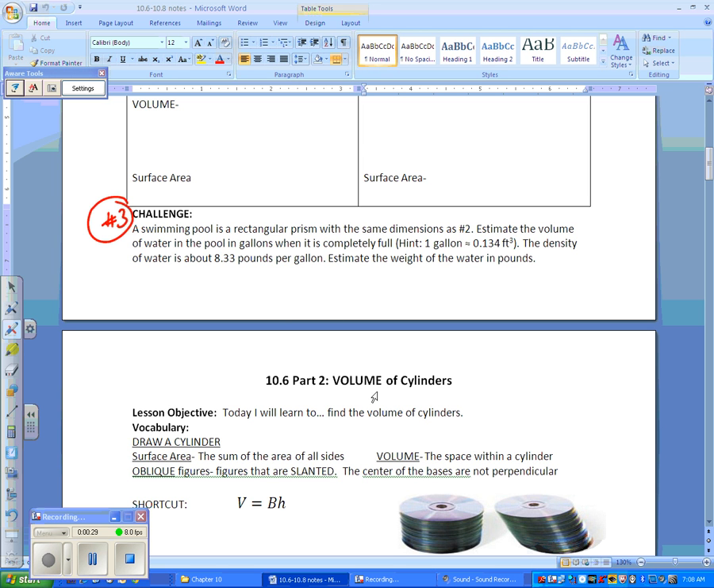The second part is all about volume of cylinders. Again, cylinders are like prisms because they have two congruent bases, but the formula is easier for cylinders because their bases will always be circles.